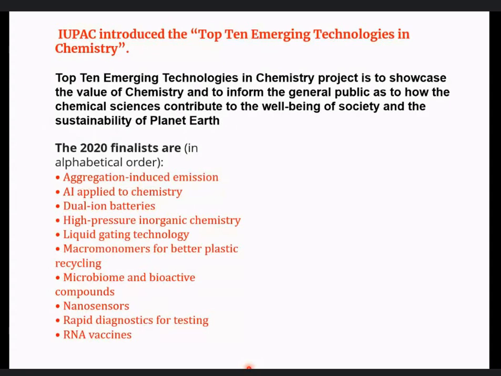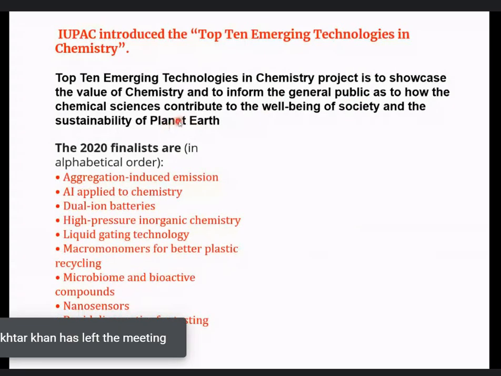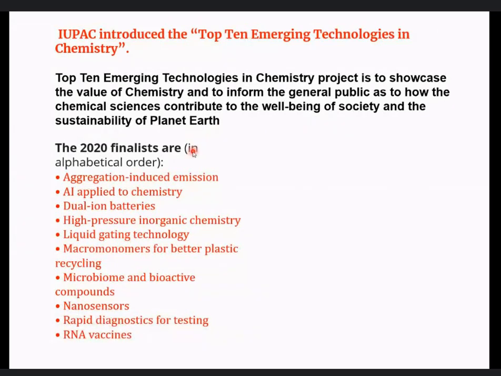And lastly, I want to say what is the IUPAC top 10 emerging technologies in chemistry. IUPAC, all of you know, because this technologies project is to showcase the value of chemistry and to inform the general public as to how the chemical sciences contribute to the well-being of society and the sustainability of planet Earth. And 2020, 21 has not been published yet. For 2020, they say these are the things.